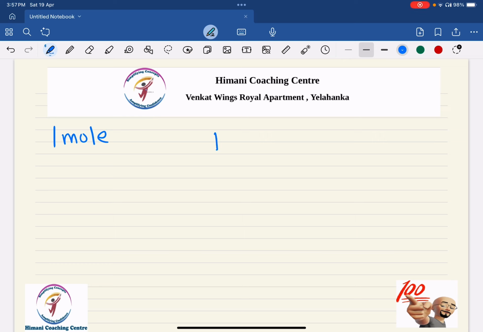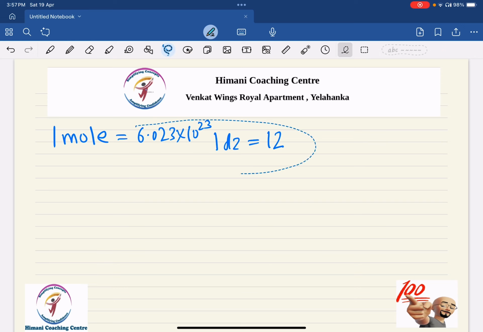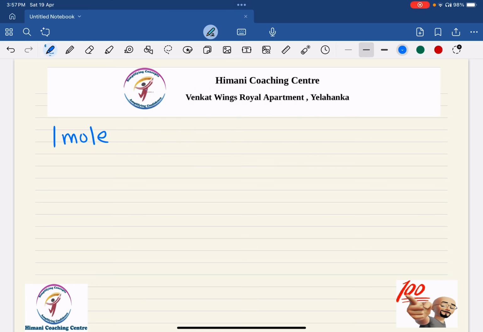Like for 1 dozen you get 12 items. So 1 mole is 6.023 into 10 to the power 23 numbers of that. So like 1 dozen apples would mean 12 apples, 1 mole of apples would mean 6.023 into 10 to the power 23 apples, which is a very, very big number.